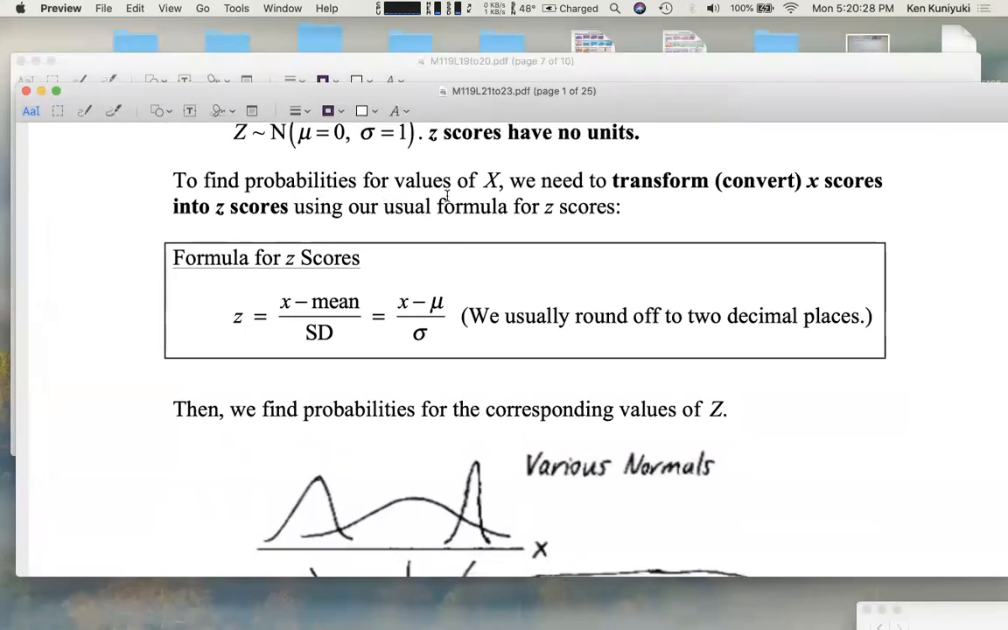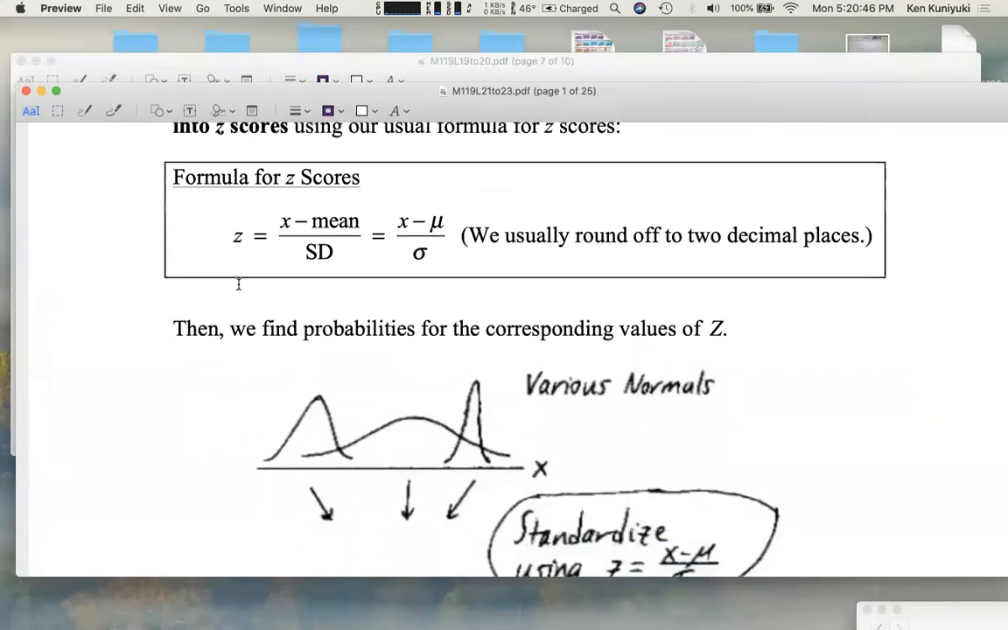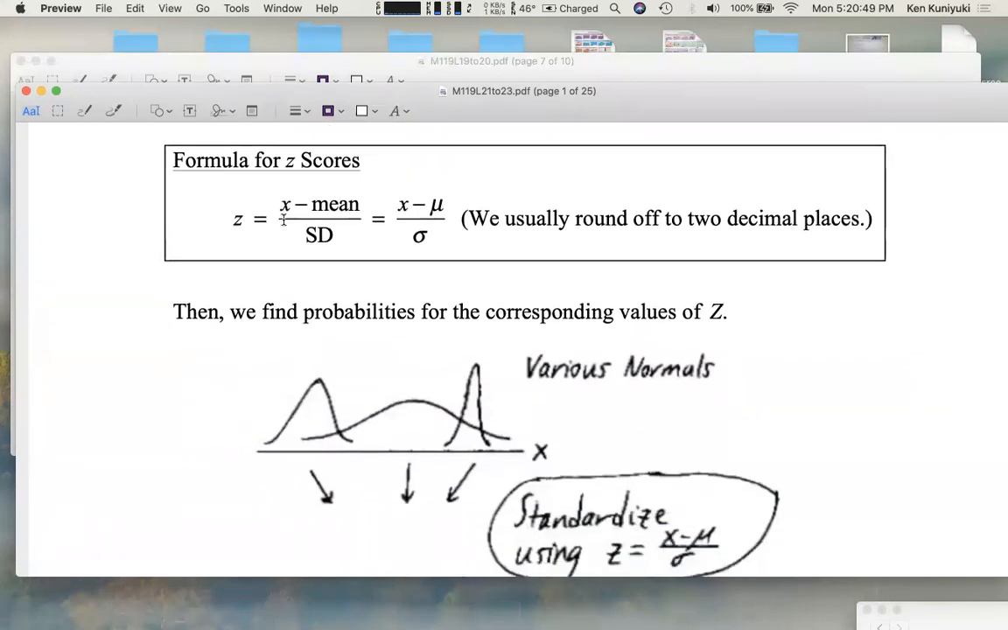To find probabilities for values of X, which have the general normal distribution, we need to transform or convert from X scores to Z scores. We're going from a general normal distribution to a standard normal distribution. And we're going to use our usual formula for Z scores. Remember how we calculate Z scores. You take the original X score, subtract off the mean, and then divide by the standard deviation. If we have population data, we'd have this format: X minus mu all over sigma. And we usually round off to 2 decimal places.